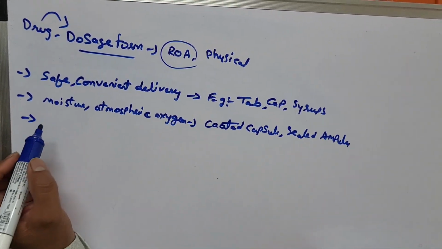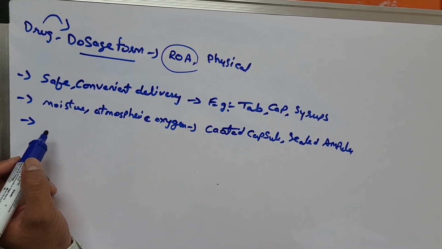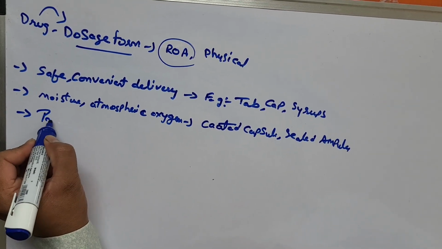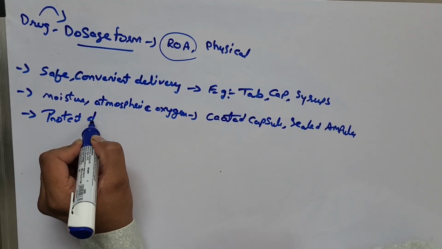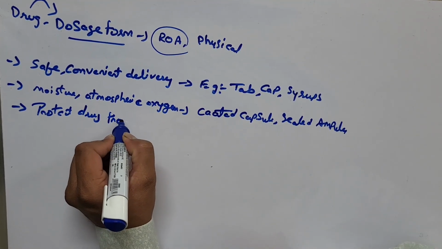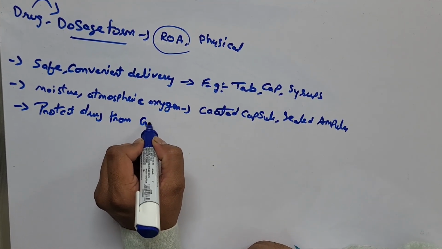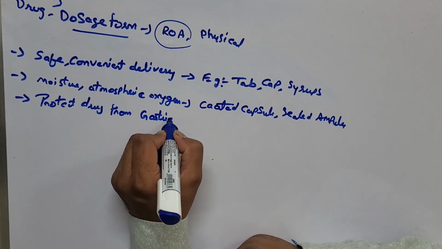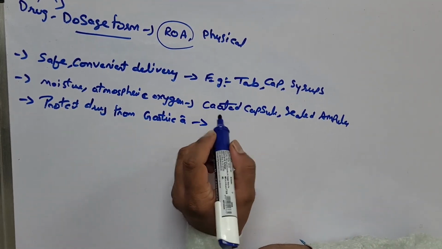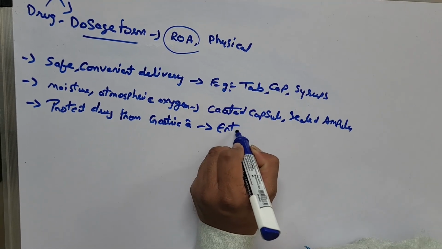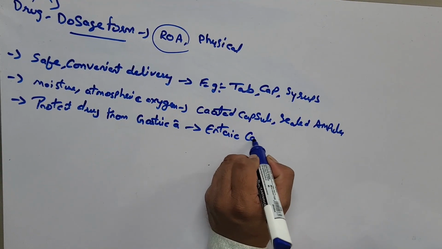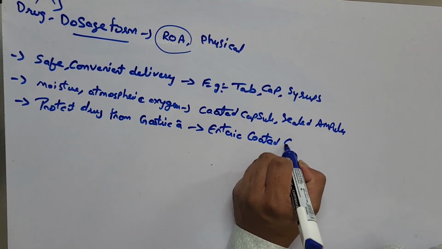And next, to protect the drug substance from the gastric acid after oral administration. To protect drug substances from the GIT or gastric acid after oral administration, for example, we convert them into enteric-coated tablets. Enteric-coated tablets are nothing but drugs that are absorbed in the intestine. That we call enteric-coated tablets.